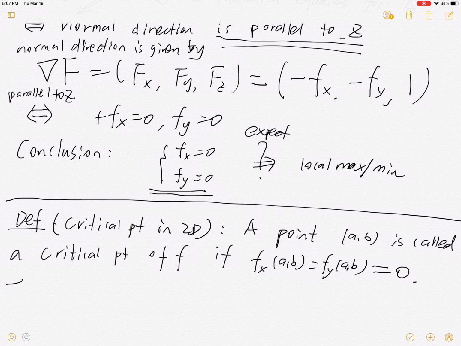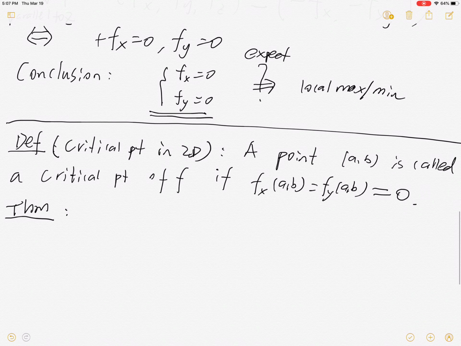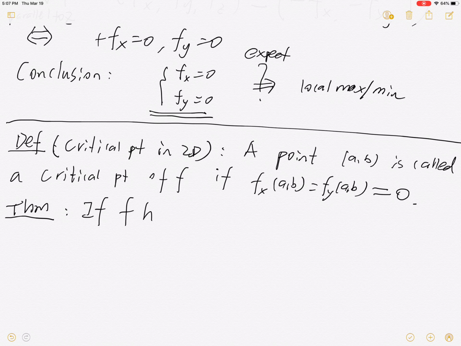Okay, and the theorem shows that this is a necessary condition for local maximum or minimum when f is good enough. In other words, you only need to search your local maximum and minimum within the critical points. So the theorem can be stated as follows.